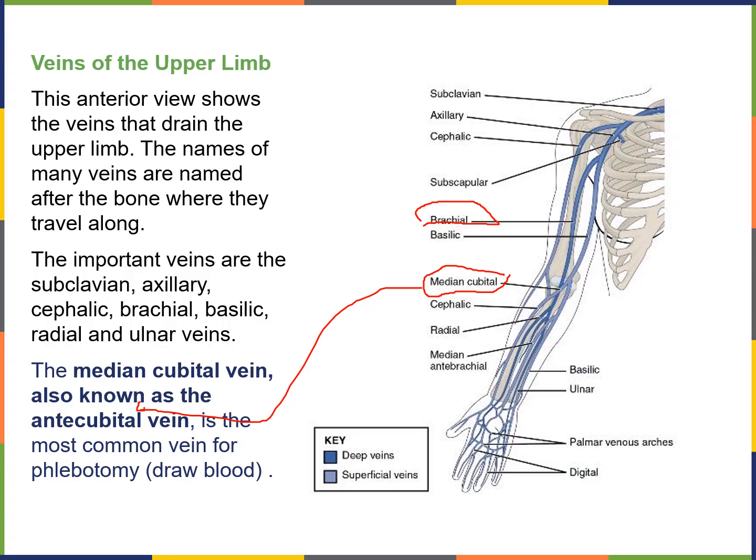And here we can actually see veins that drain the upper limb. So blood is flowing in this direction in these vessels, the deoxygenated blood going back to the heart. And many of the veins are named after the bone along which they travel. So we have the subclavian again, the axillary, the brachial, the radial, and ulnar.